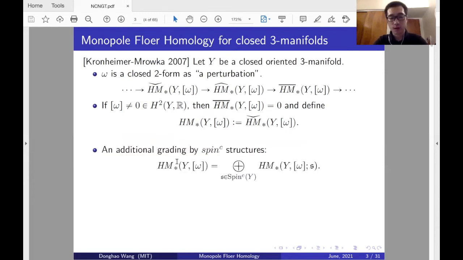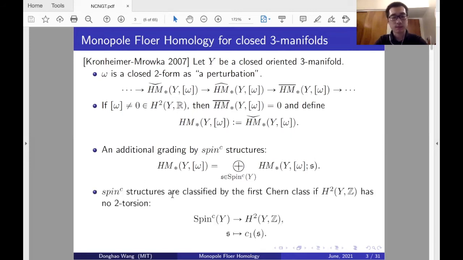This homology group is bigraded. It naturally carries homology grading and additional grading by spin C structures. So you can always write it as a direct sum like this. I'm not going to tell you what spin C structures are in this talk, but let me just say spin C structures on this three manifold are classified by their first Chern classes if H^2 of Y has no 2-torsion. So in this case, this map sending a spin C structure to its first Chern class is always injective.